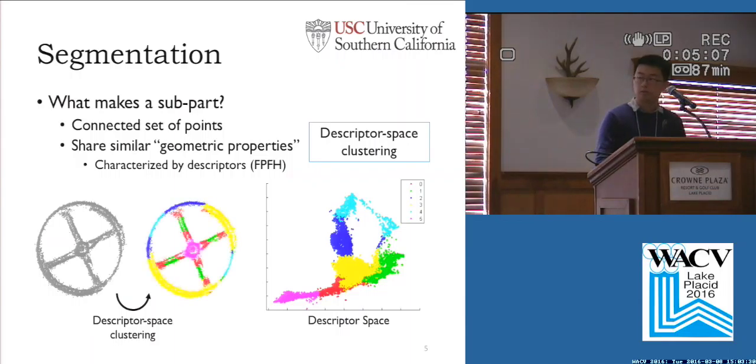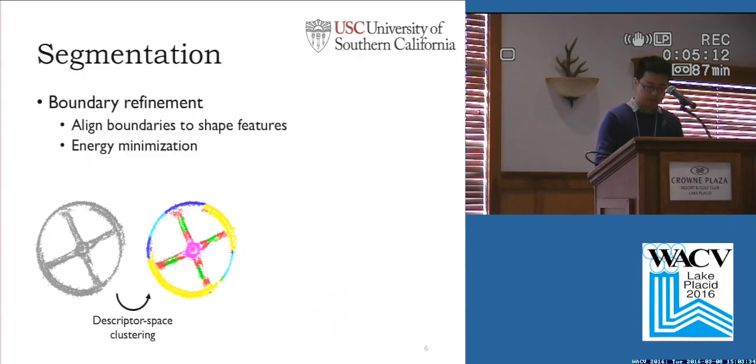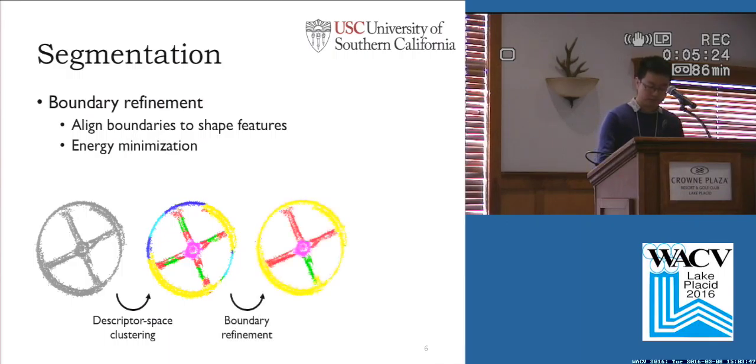This clustering process tends to oversegment the point cloud. That is why we do this boundary refinement. We also want to align the boundaries to shape features such as creases. And we formalize this problem as energy minimization. After that, we do region growing to separate the individual subparts.